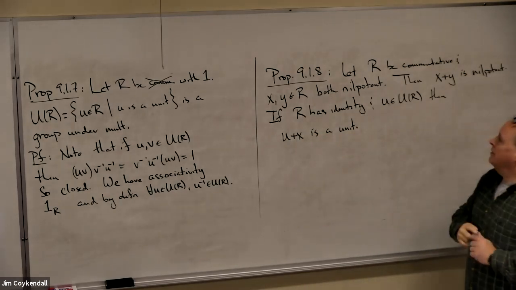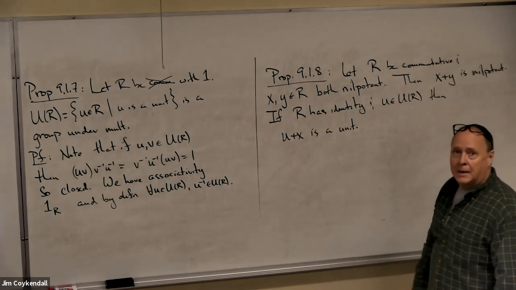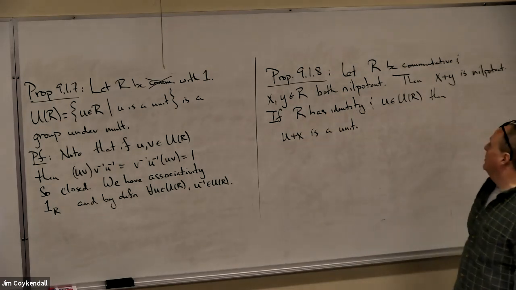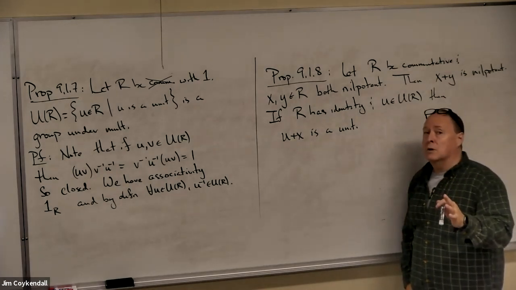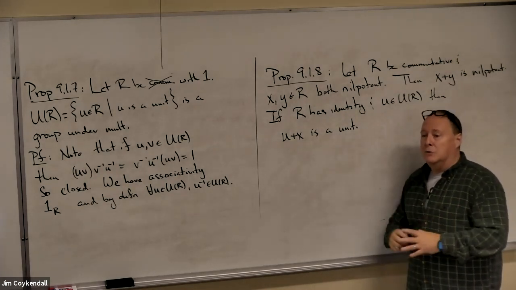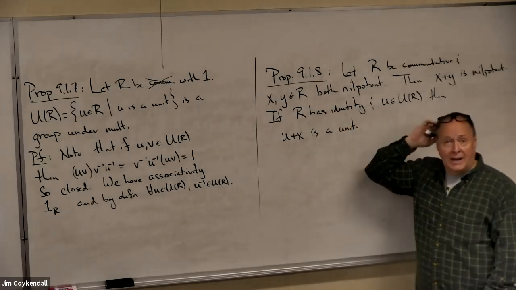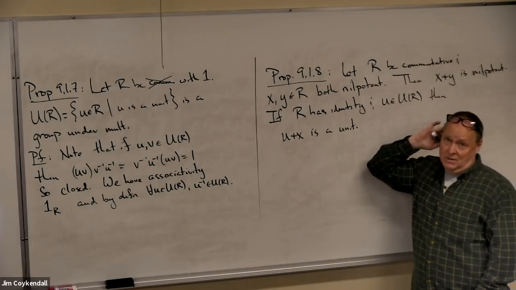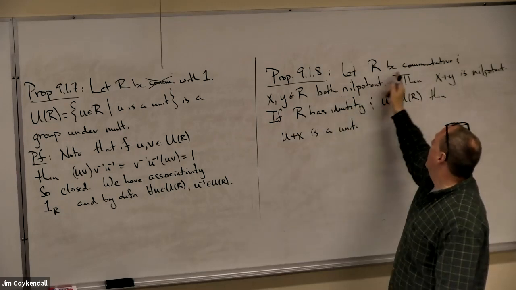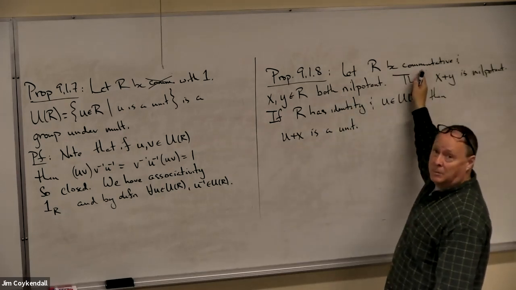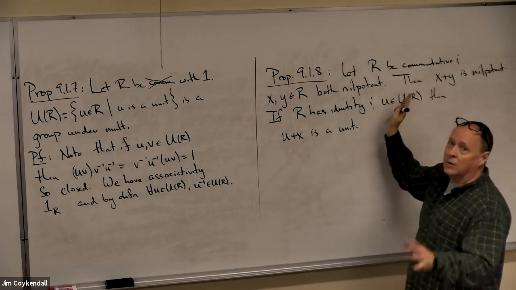Okay, so the content of this theorem is this. If you take two nilpotents and add them up, you will get a nilpotent. This is not true for zero divisors. You need the stronger condition of nilpotent. In fact, it is possible to add up two zero divisors and get a unit. But if you add two nilpotents, it's nilpotent. The assumption of commutativity is extremely important here.